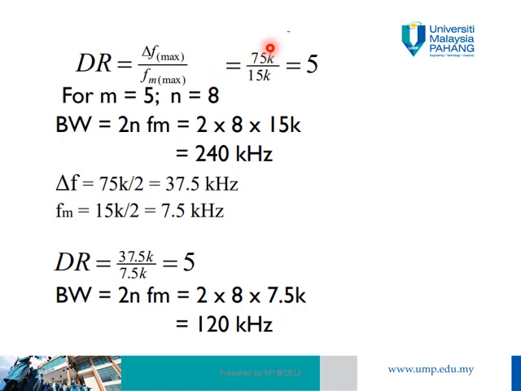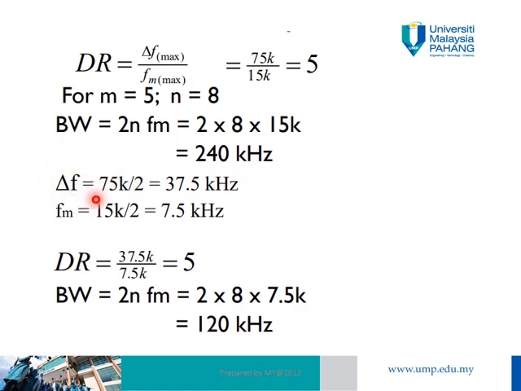Given the value, 75k over 15k equal to 5. For m equal to 5, we can see from the Bessel table that n equal to 8. So m is the modulation index, n is the significant side frequencies. So the bandwidth is 2n Fm, equal to 2 multiplied by n, which is 8, multiplied by Fm, which is 15k. So we get the 240 kilohertz bandwidth.